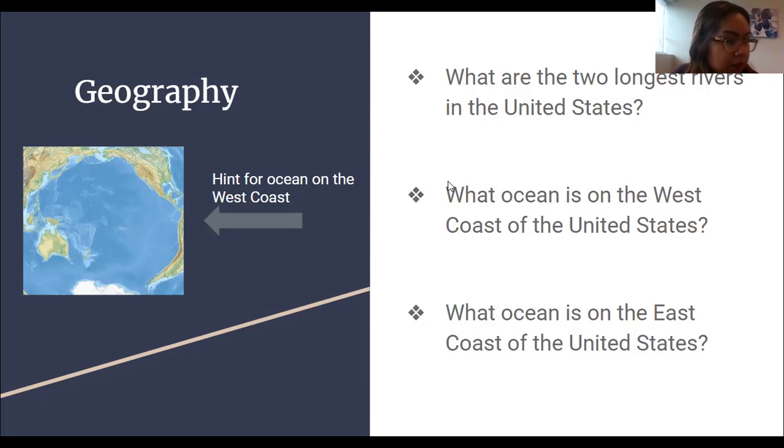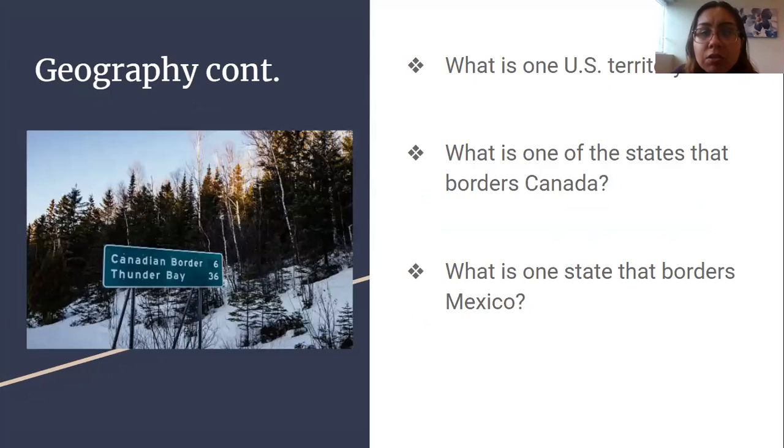Perfect. So geography continues. The question, which is question 91, is: what is one U.S. territory? So take some time to think. Do you actually know what a U.S. territory is? A U.S. territory is not considered a state. There are 50 states in the United States, but a U.S. territory is land that the United States has that isn't officially recognized as a state. Do you know what some of them may be?